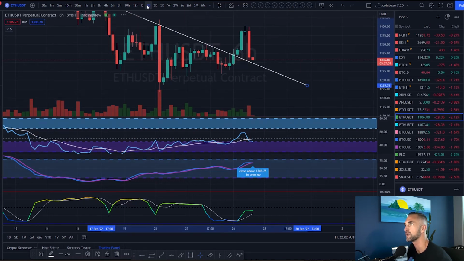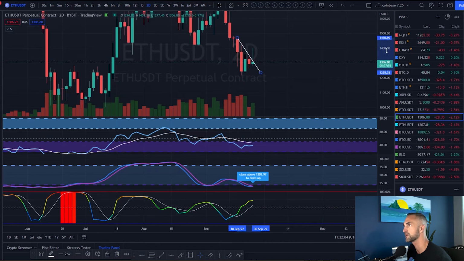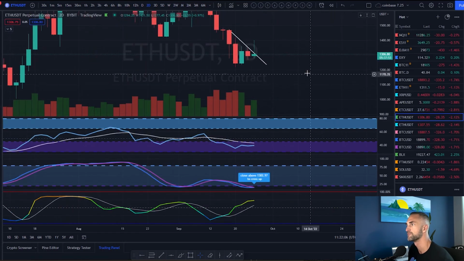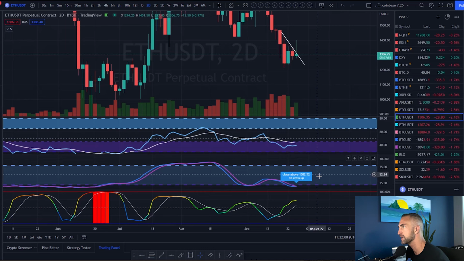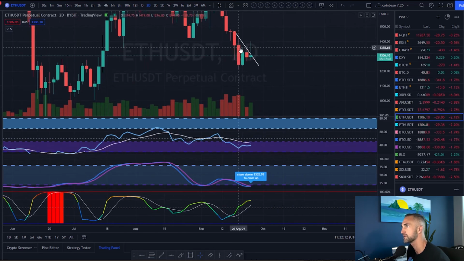And ultimately, I'll just bring up again the 2 day and the 5 day as well. The 2 day crosses up above $1,300. We're sitting on that right now. We'll remain down if we close today below 1303.